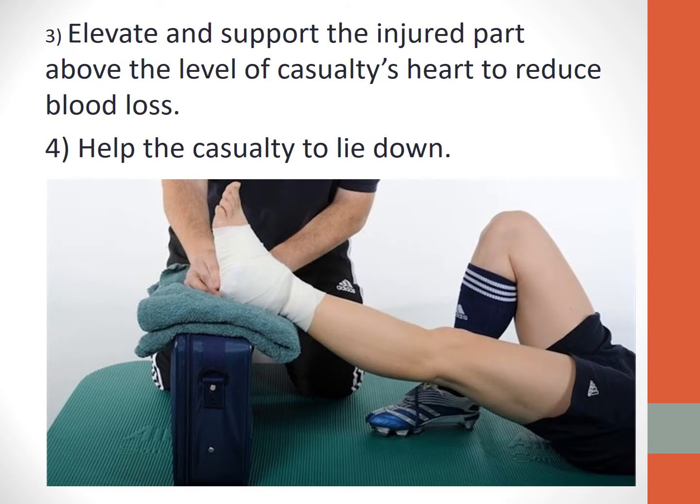Step three, you elevate and support the injured part above the level of the casualty's heart to reduce blood loss. This really helped. So you let the casualty, as you can see from the picture, the blood loss may come from the ankle. So you lift up the ankle, let the casualty lie down, lift up the ankle so that the ankle is above the level of the heart. This will help to reduce blood loss. And of course, the casualty will need to lie down for you to elevate the injured part.